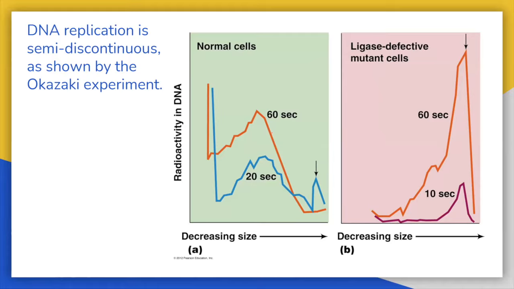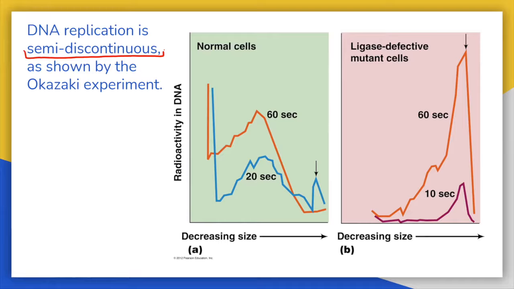A third thing that we know about DNA replication is that it is semi-discontinuous. And what this means is that some pieces of DNA are built in long continuous strands, but other pieces are built in short discontinuous strands. We know this from the Okazaki experiment done by a husband and wife pair, both of whom were named Okazaki. In this experiment, they had the ability to label DNA for very short pulses after replication started. You see in the green figure here that they looked at 20 seconds and 60 seconds after replication began.